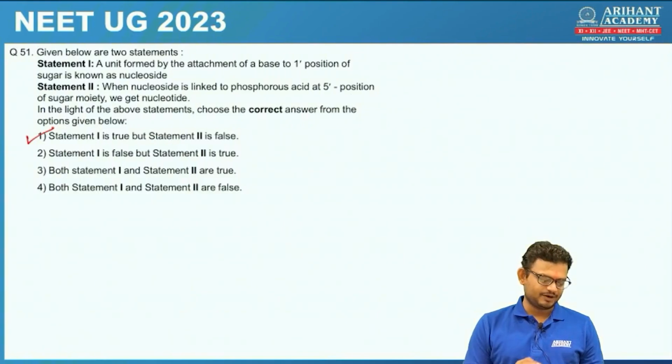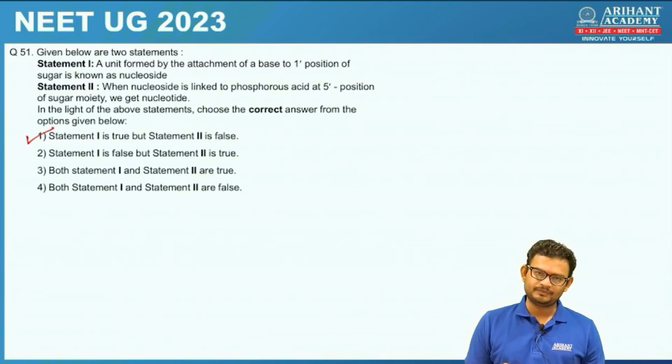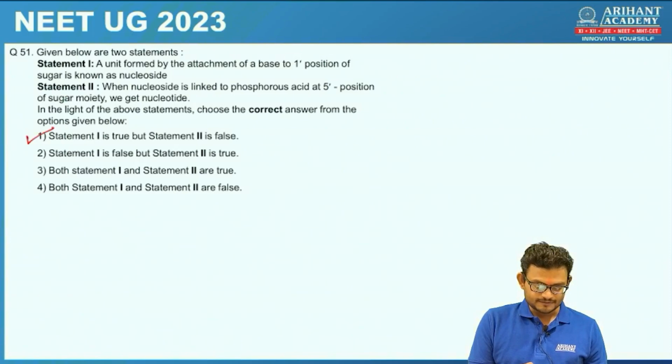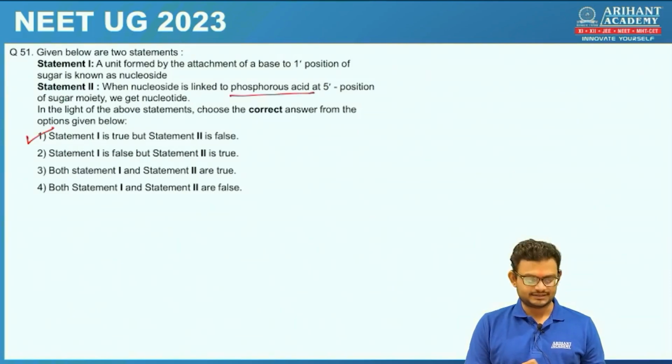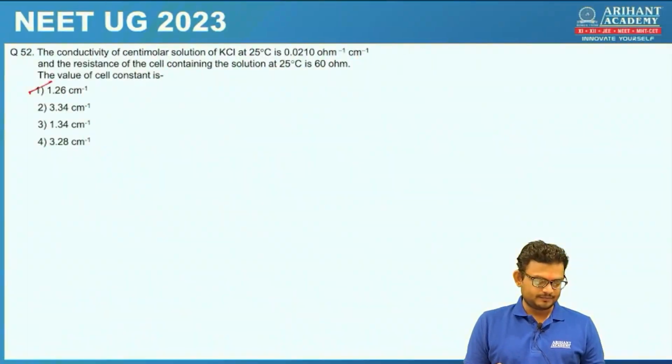They say statement 1, a unit formed by the attachment of a base to 1' position of sugar is known as a nucleoside. That's definitely a correct statement. When nucleoside is linked to phosphorus acid at 5' position of sugar moiety, we get a nucleotide. Now here it is not phosphorus acid, but it should be phosphoric acid. Therefore second statement stands incorrect. So the correct option would be statement 1 is true, but statement 2 is false. Let's move to the next one.